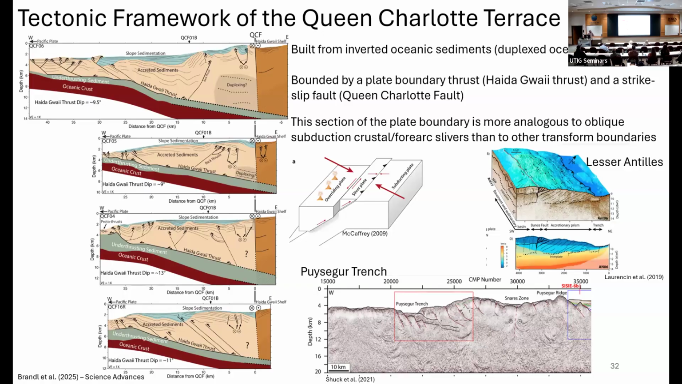So when we're thinking about Queen Charlotte moving in the future, or thinking about future hazard models of the plate boundary, it's very important that you consider that this region appears more like a sliver, or acts more like a sliver, or is a sliver, than a primarily transform-only plate boundary.